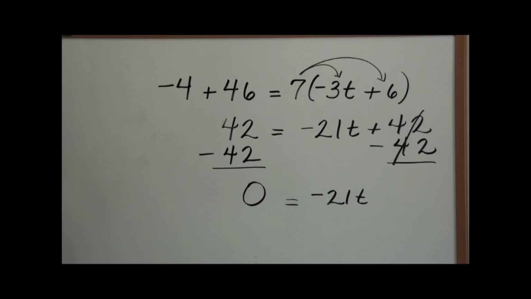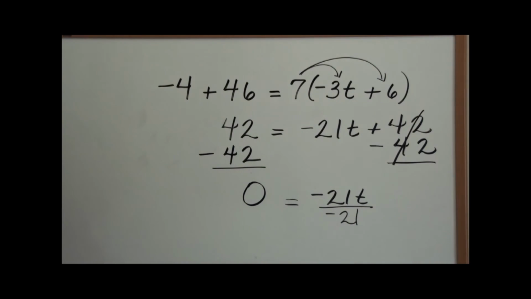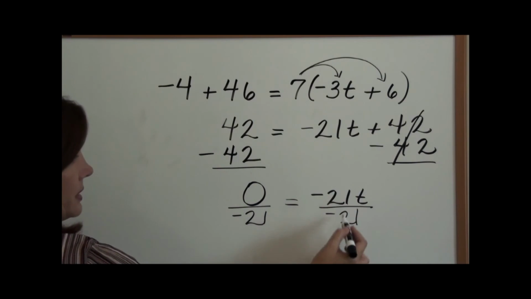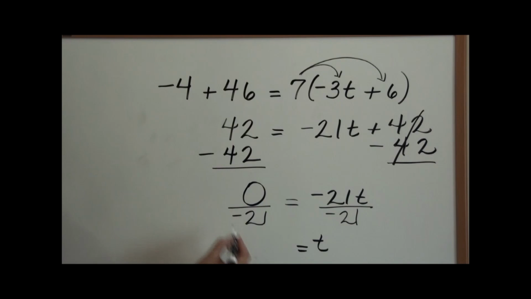Now, we're not quite finished because we've got to divide by the negative 21 because we want to end up with positive 1t. So we always divide by that coefficient of the variable. Negative 21t divided by negative 21 gives me positive t. 0 divided by any number gives me 0. So my solution is t equals 0.